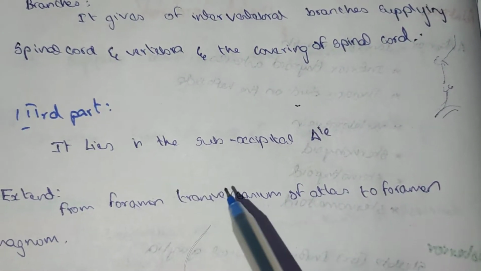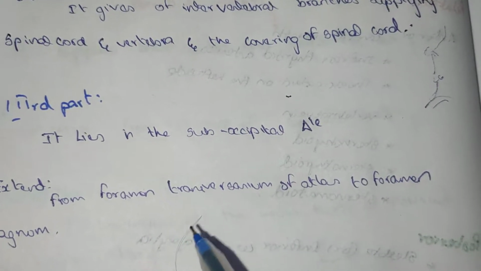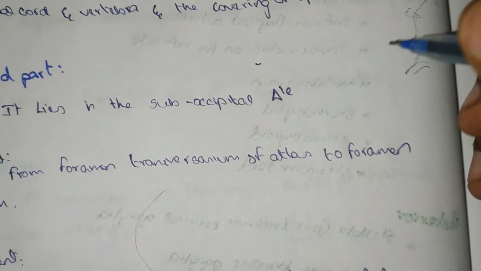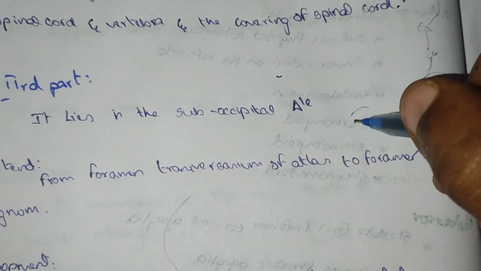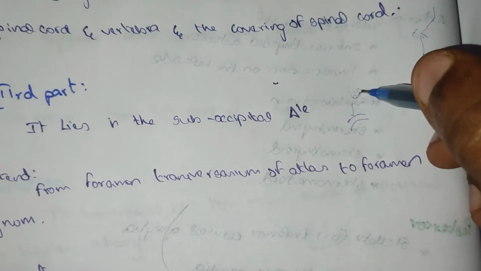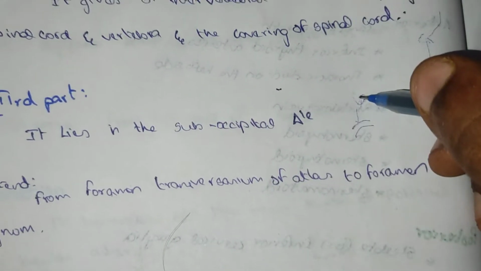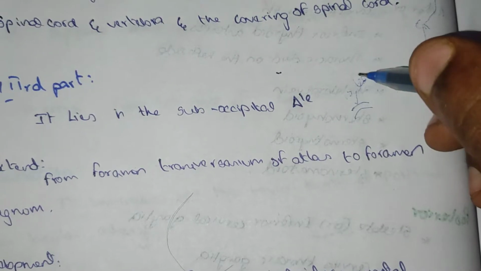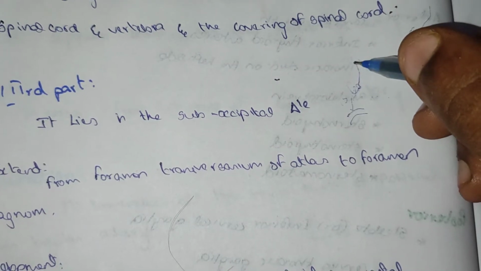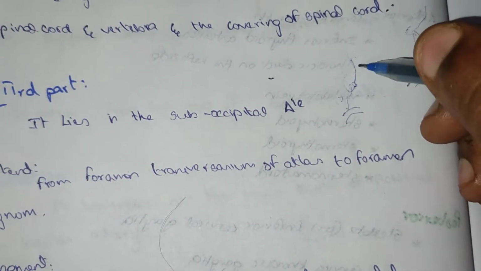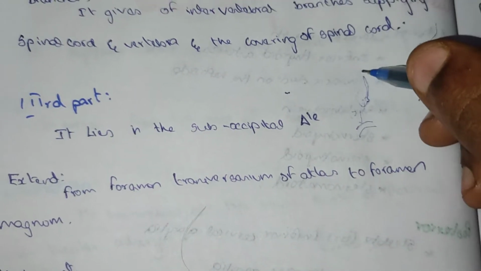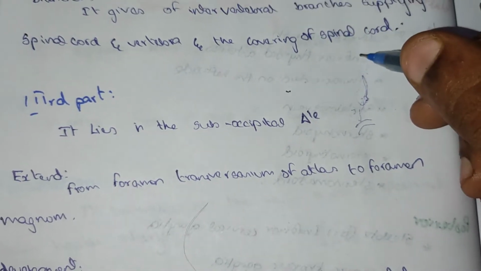Third part: it lies in the suboccipital triangle, extending from the foramen transversarium of the atlas to the foramen magnum. I will explain the parts here. The first part is from the origin at the subclavian artery to the C6 vertebra, where it enters the foramen transversarium. From C6 to C1 it extends upward, which is the second part, within the foramen transversarium. From C1, the atlas, to the foramen magnum is the third part.